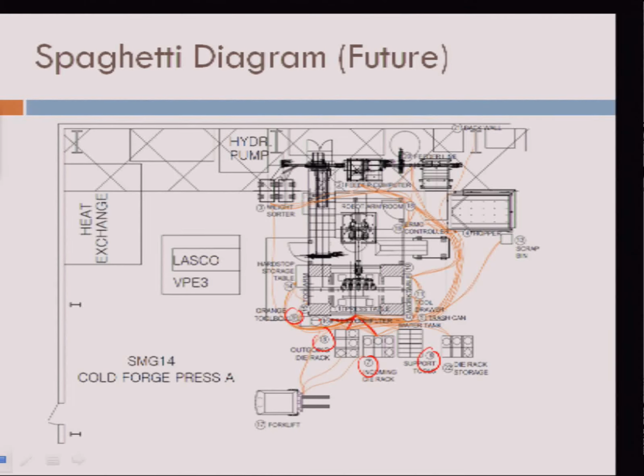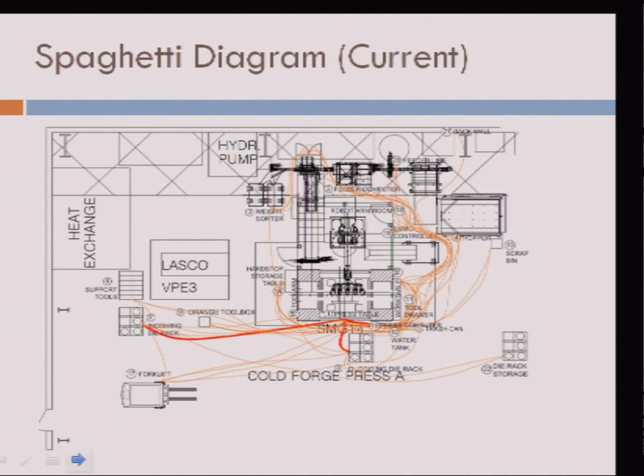Effectively, the less walking you do, the less fatigue, especially if you are walking with a heavy load, so you want to walk a short distance with a heavy load. So this is the improved workstation layout, and this is what was there previously.